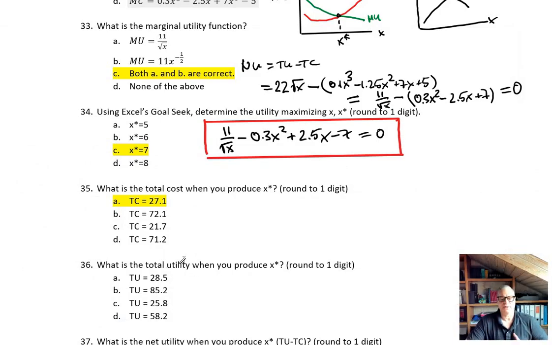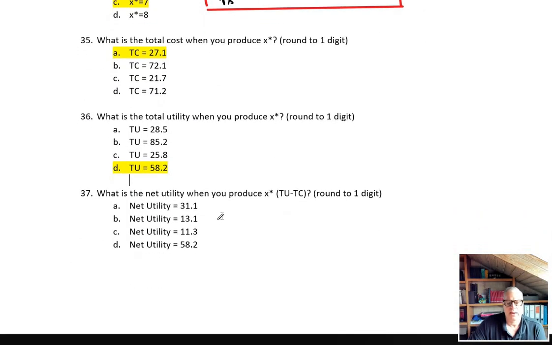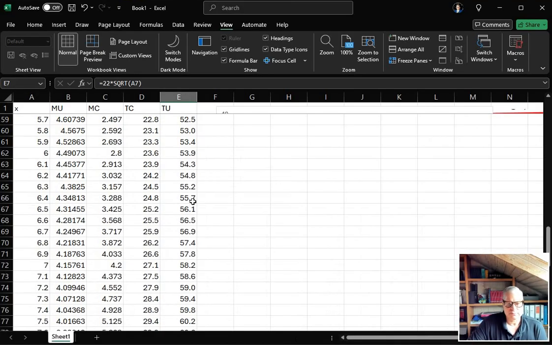Well, the good thing is, if I don't enter the right formula, we shouldn't see the correct answer here. So it's 58.2. And then the final question, what is the net utility when you produce x star, which is 7? The total utility of 58.2 minus 27.1. So that is 31.1. Okay, so that's it.